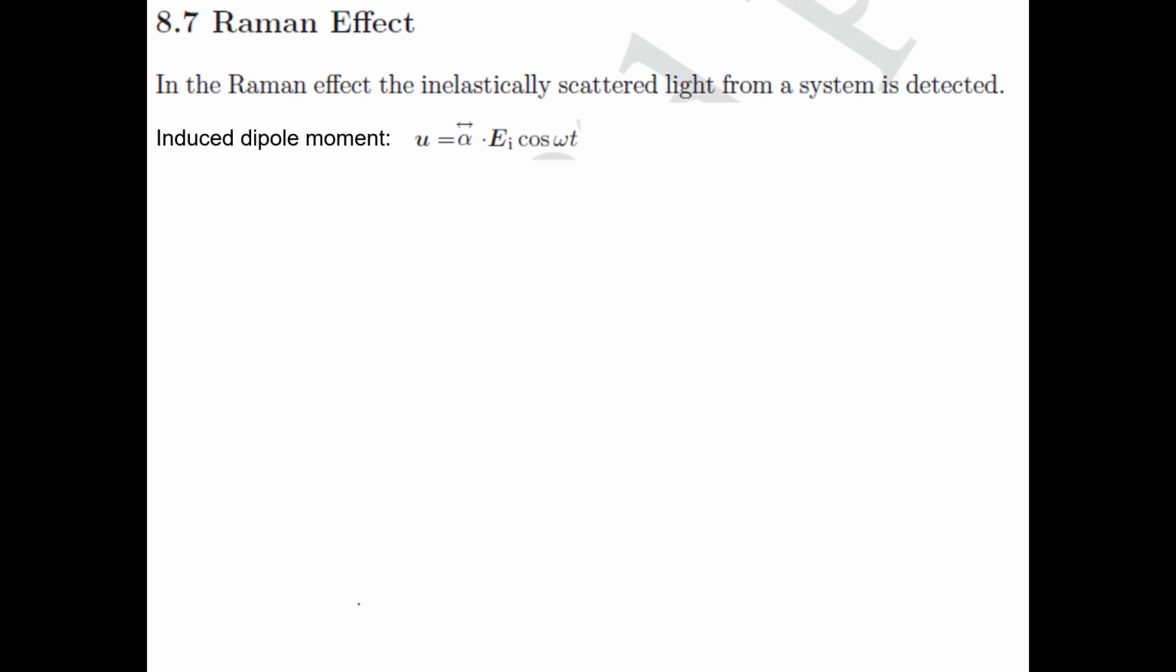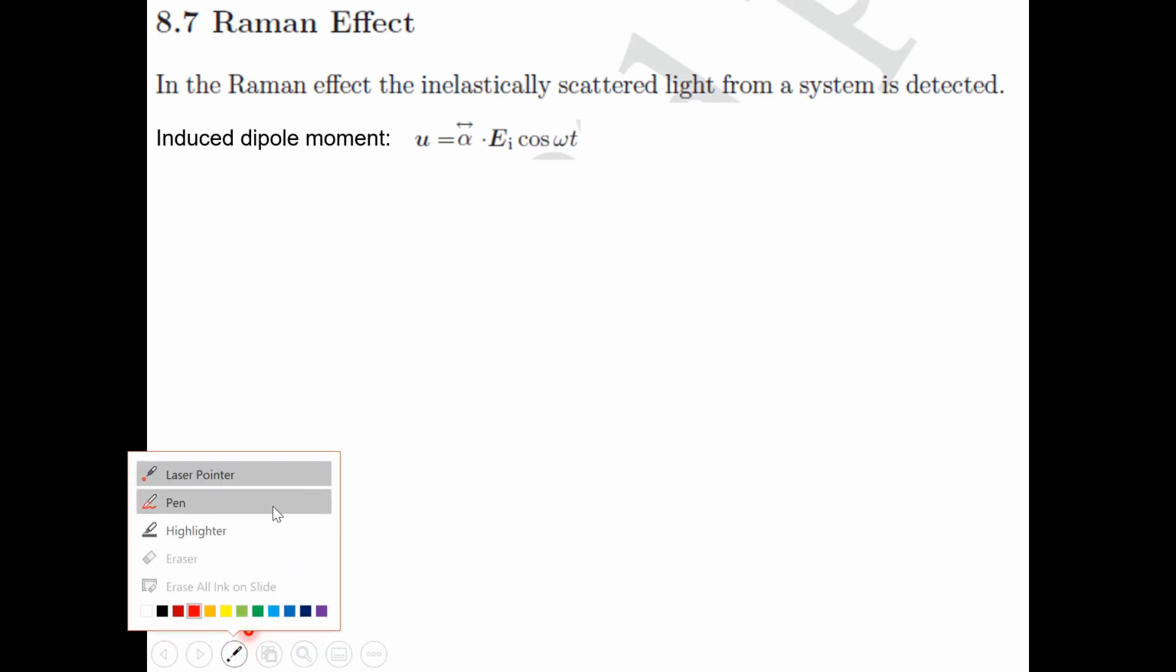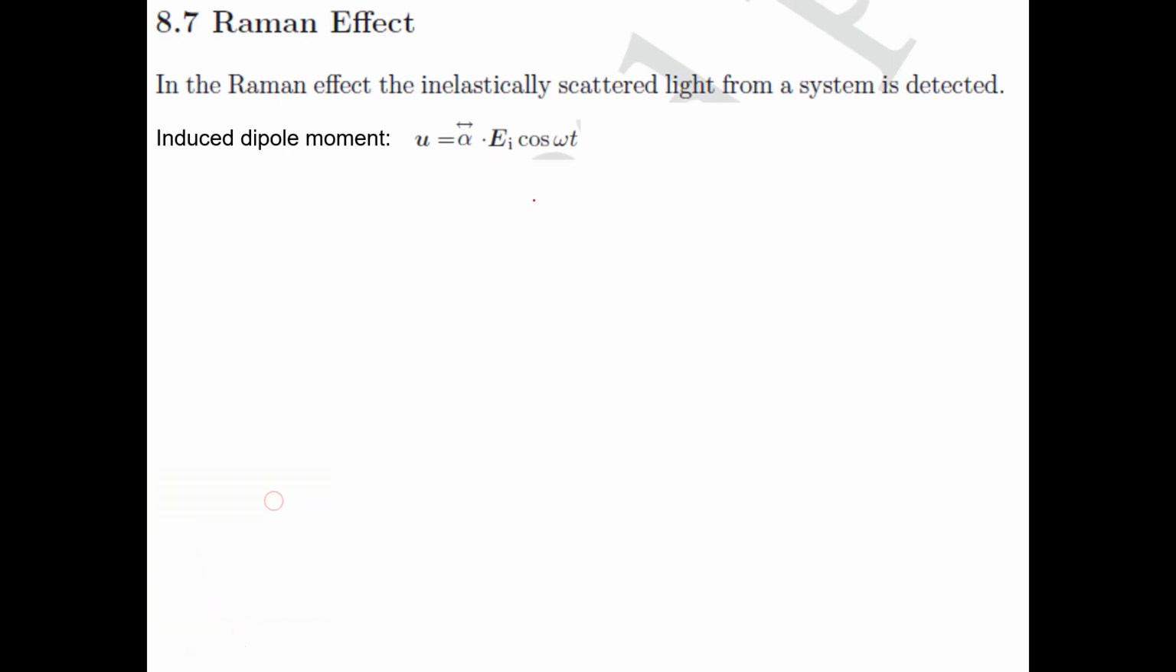The key quantity to analyze the Raman effect is the dipole moment and the polarization of the molecule. So this is the induced dipole moment of the molecule when you shine light with a certain frequency omega. E_I is the incident electric field of the light, and alpha is the polarizability of the molecule. It's also called the Raman polarizability.